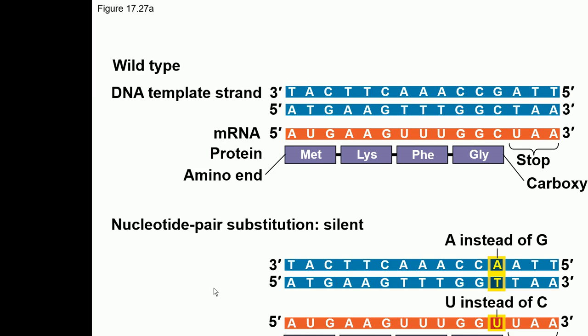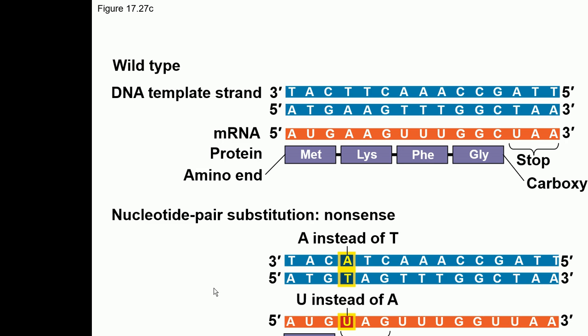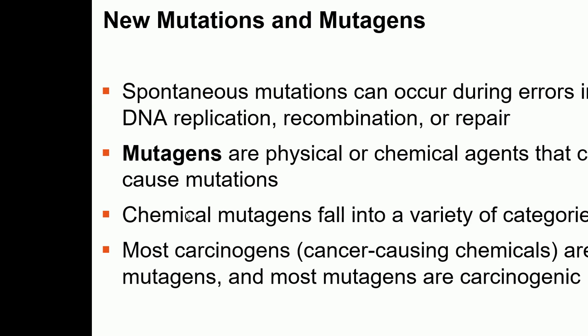So mutations can be caused by physical or chemical agents, and they're called mutagens. Many chemicals can cause mutations, and the chemicals which cause mutations that cause cancer are called carcinogens.